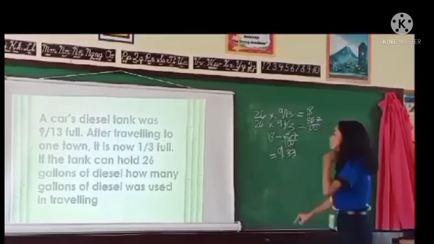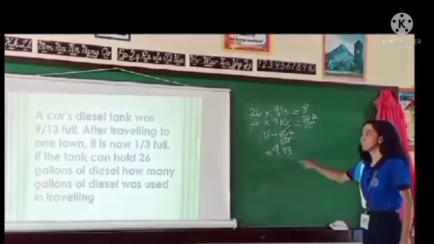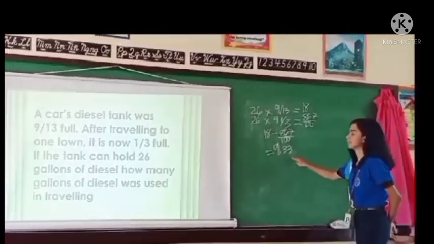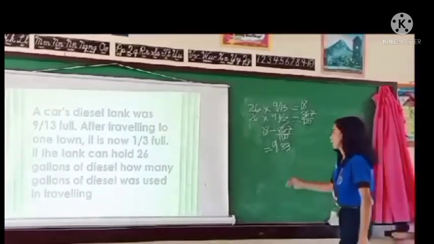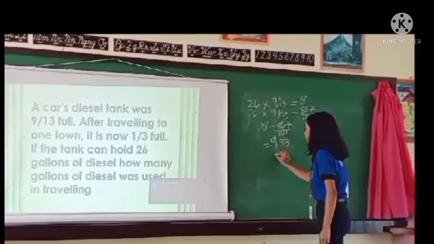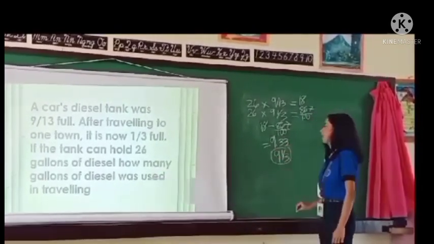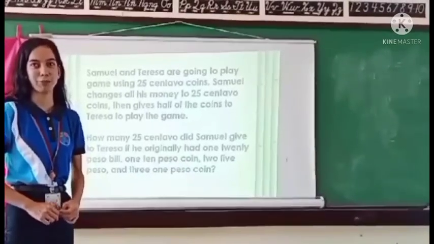9.33. So 0.33 is a percentage, so you need to convert 0.33 from percentage into fraction. So it will become 1/3. So down the line, the answer is 9 and 1/3. Okay, let's move on to the next problem.